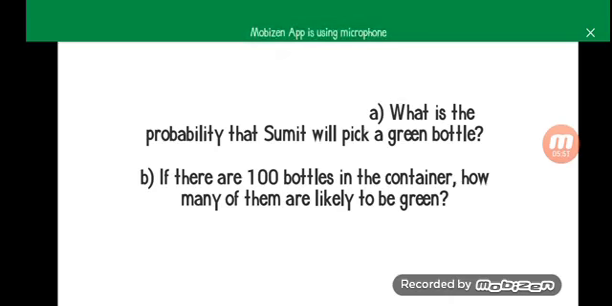So I'll give you a few minutes to try that on your own, based on the formula we talked about, the required outcome and the possible outcome. Remember that the possible outcome is the total number. So our total number here, giving you a hint, is 1,000. Now the question is, what's the probability that Summit picked a green bottle? I'll give you like 10 seconds to give it a try.